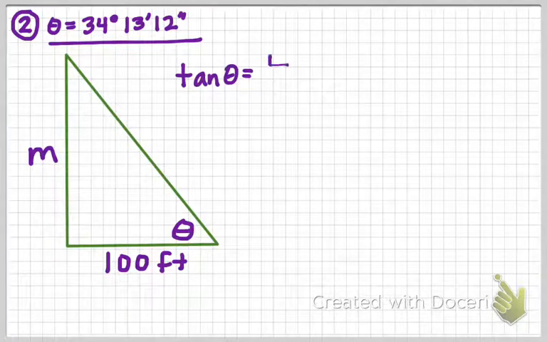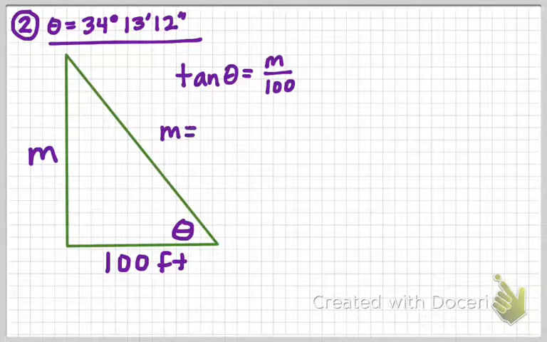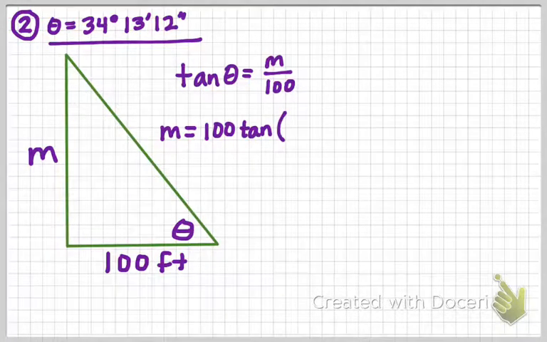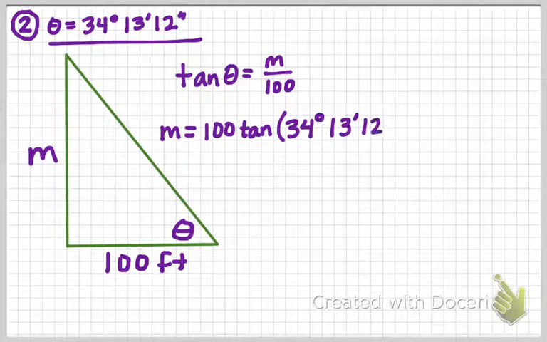So we put M over 100, and then M equals, when we multiply both sides by 100, 100 times the tangent of the angle. And then we're going to go ahead and write the angle measure because this is actually the exact form of our answer, so we want to have it all explicitly stated. So that's 34 degrees, 13 minutes, 12 seconds.